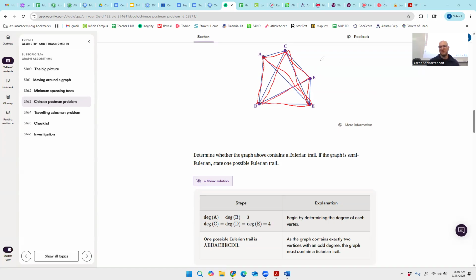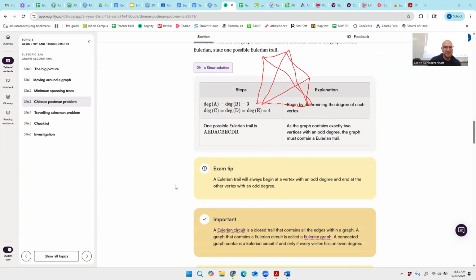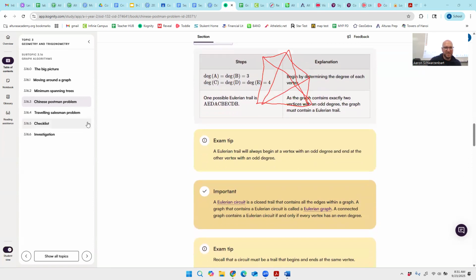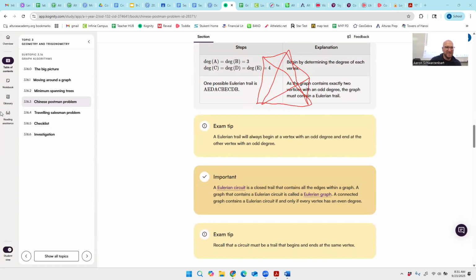The key is though it'll start and end at one of those odd vertices. So you have to have at least two. The other ones have to be even because they have to have a path in and out. That's why that is. Your odd ones are a place to start and end. Exam tip, there it is. They always start and end at the odd degree.